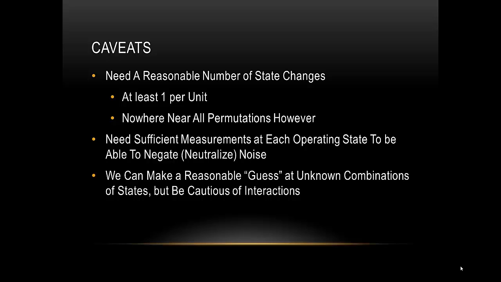It's just not necessary. And we need sufficient measurements at each operating state to be able to negate or neutralize the noise. So we need to be able to tunnel through the noise. If you only took 1 measure at each state and there was a 500% noise injected in there, you might just happen to hit a number that was high or just happen to hit a number that was low. And so you need sufficient measurements so the system in the modeling can compensate and identify what that noise contribution is.